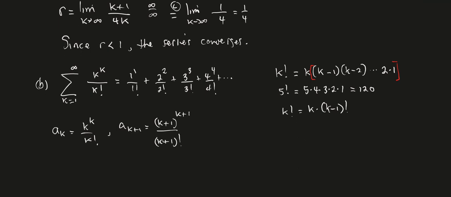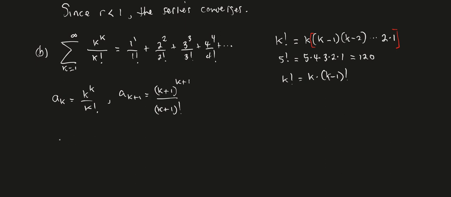Now let's set up this ratio. So I'm going to do that on the other line just so that I have enough space. So if I take the next term, divide it by the previous term, and we'll start factoring stuff out. So this one, when I look at the numerator, I can write it as k plus 1 to the k times k plus 1 to the 1. And then I have my k plus 1 factorial here.